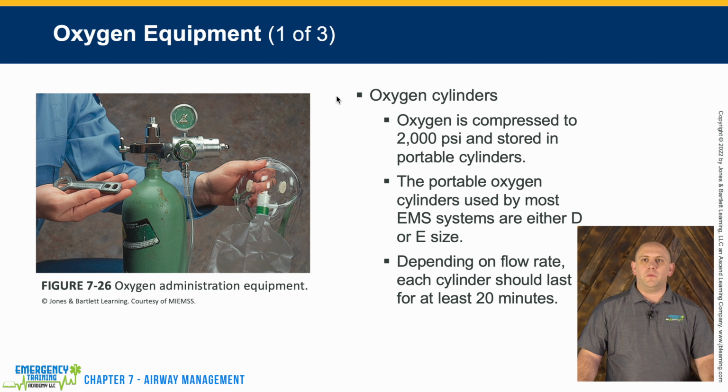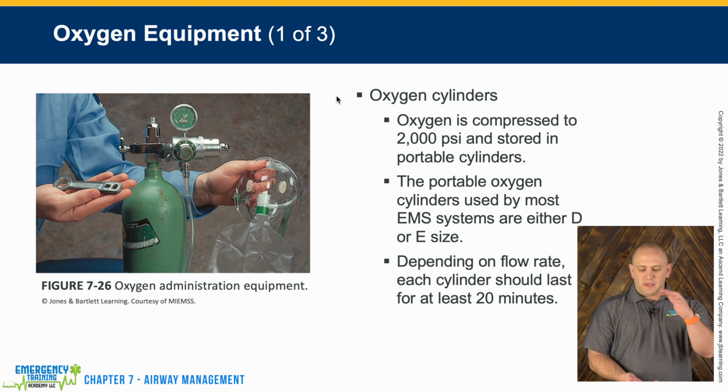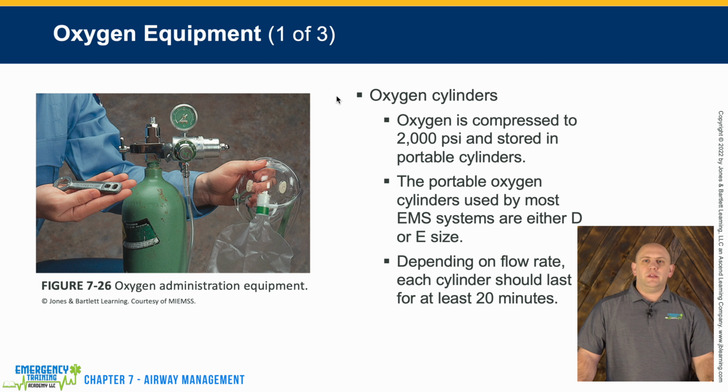So hopefully we will have oxygen available to us in our response vehicles, along with different equipment that we have. Our oxygen is just in a compressed tank. Normally there's about 2,000 PSI stored in them. Most EMS systems are using either a D or an E cylinder; the D cylinders are a little bit smaller. Depending on the flow rate that you're using for your oxygen, each of those cylinders will last about 20 minutes if you're using higher flows, and longer if you're using a lower flow.